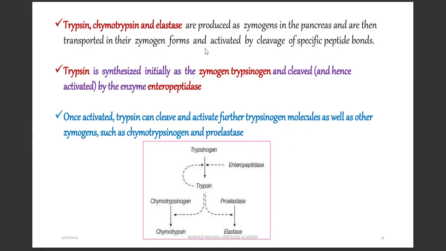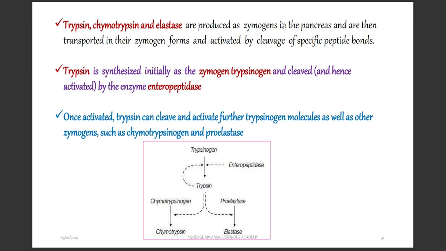Okay, and then another thing that you need to understand is the proteolytic cleavage or zymogens. Things like trypsin, chymotrypsin and elastase are enzymes. These ones are going to be produced as zymogens. What we mean by zymogens is that they are produced while inactive. They are not active when they are produced.